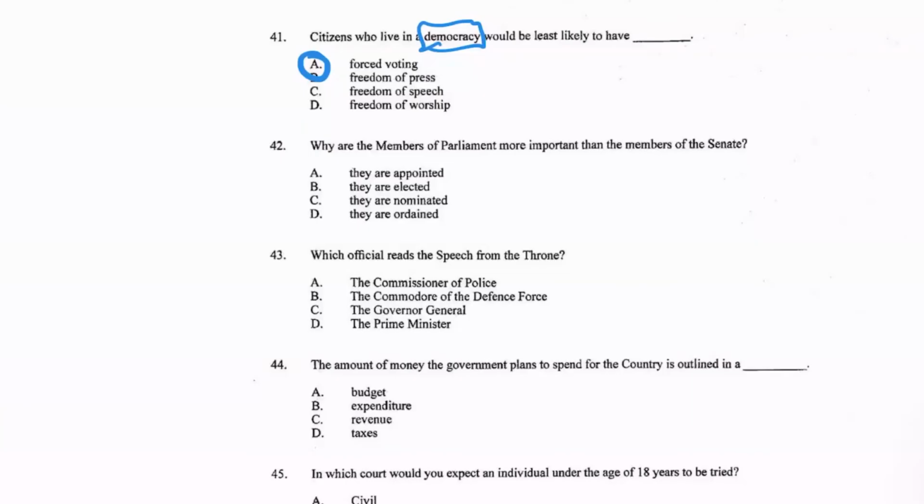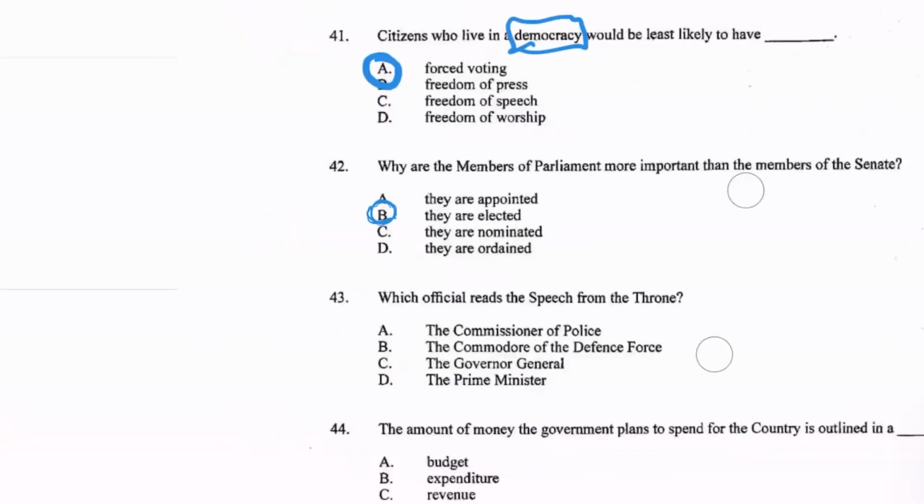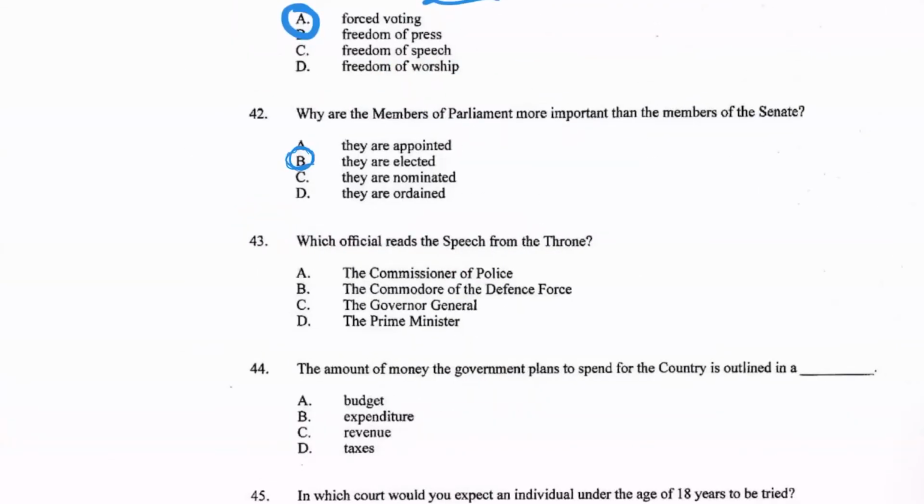Okay, number 42. Why are the members of parliament more important than the members of the Senate? Is it because they are appointed, they are elected, they are nominated, or they are ordained? People are saying because they are elected, B. And that's right, they are elected. So the masses elect the members of parliament. Those are the men and women who represent the different constituencies. So on election day, when people go to vote, they're voting in these members of parliament.